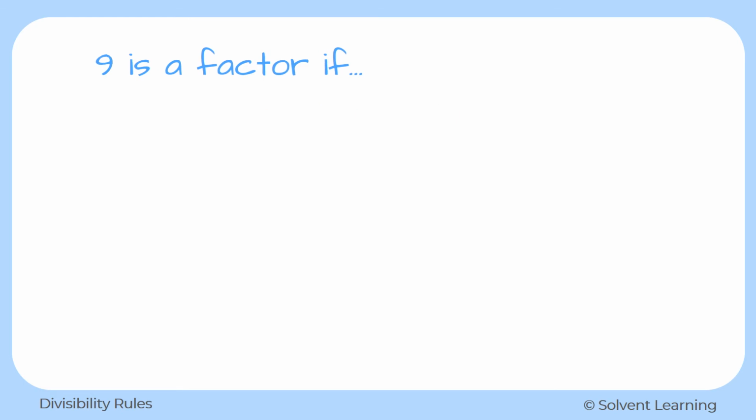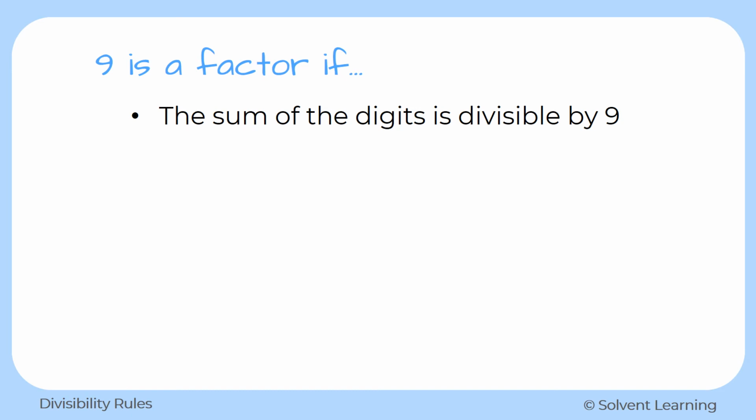To see if 9 is a factor of a number, we do a process that's very similar to what we just did with the number 3. So we want to find the sum of the digits and see if that is divisible by 9. For example, 576. If we find the sum of its digits, 5 plus 7 plus 6, we get 18. And 18 is divisible by 9. So that means that our original number, 576, is divisible by 9.